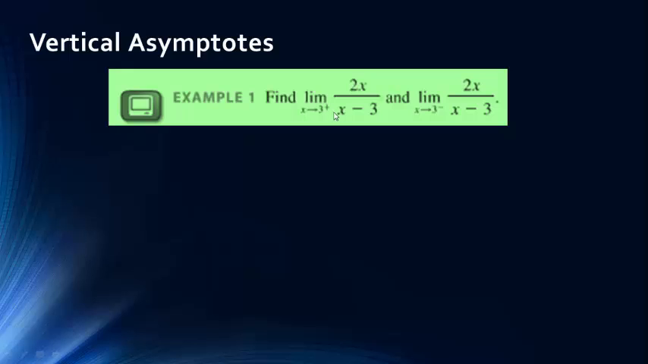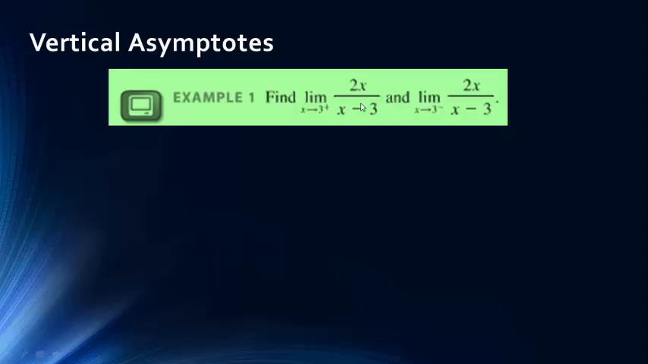So notice if we're approaching 3 from the positive direction, this means that x is going to be a number greater than 3. So let's say, for example, we might have 3.1. 3.1 minus 3 is going to be a positive 0.1. And the numerator will always stay positive because x is close to positive 3.